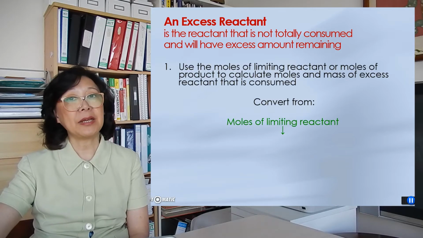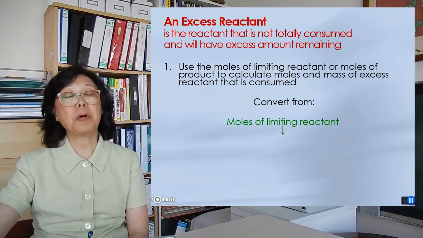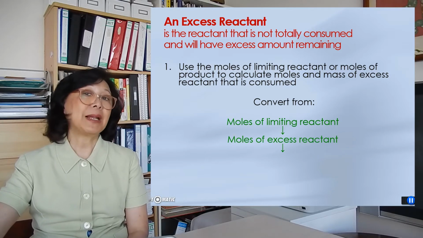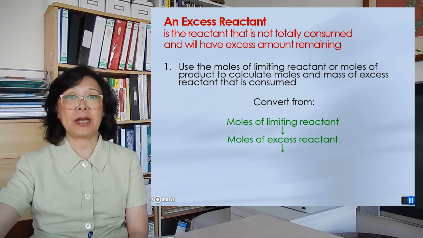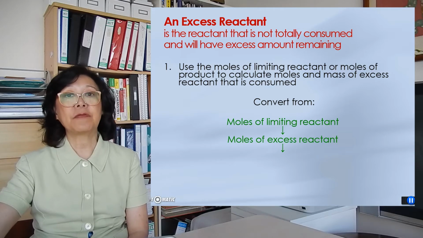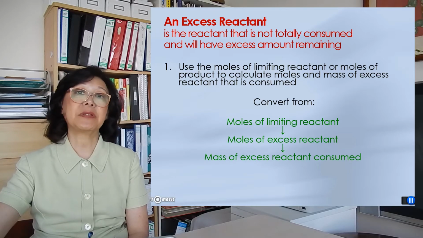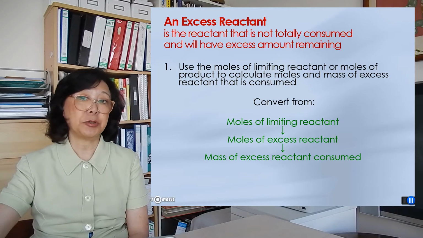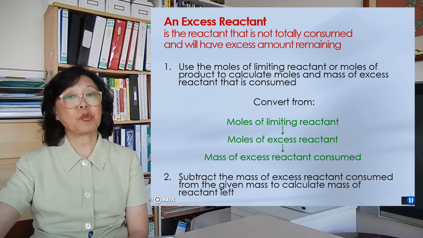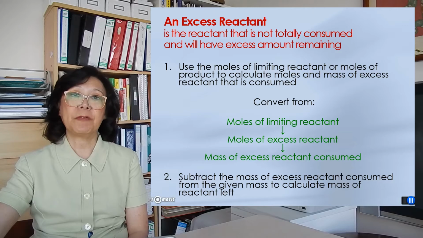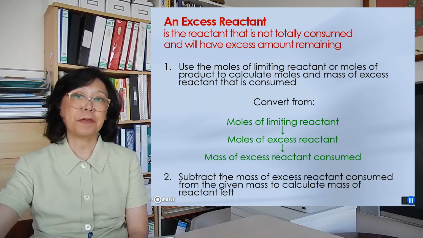So how do we calculate it? We go back to the moles of the limiting reactant, and then we will relate it to the moles of the excess reactant using the mole ratio from the balanced equation. And then we will calculate the mass of the excess reactant to be consumed. And then we subtract that from the given mass of the excess reactant, and then we'll find out how many grams will be left over.